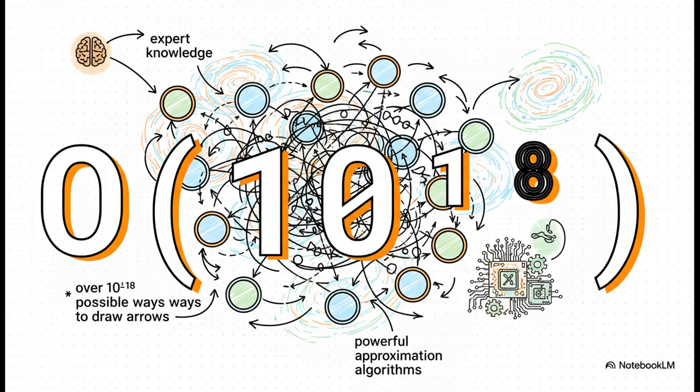So why so many? It's something called a combinatorial explosion. For every new thing you add, the number of possible connections doesn't just add up, it multiplies. Trying to find the one best map out of quintillions of possibilities, it's astronomical.